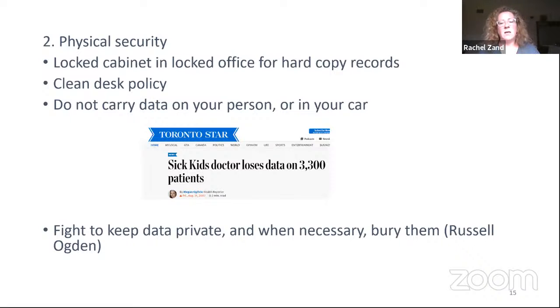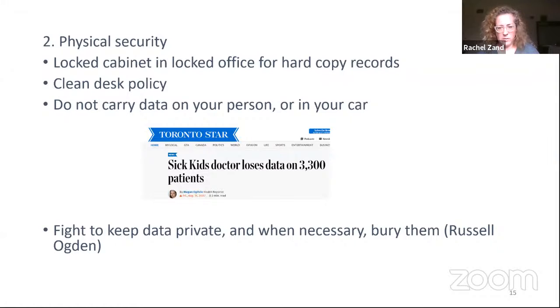The second type of security that we look at is physical security, and standard to our privacy laws, data need to be in a locked cabinet in a locked office if they're hard copy records. We ask for a clean desk policy so that if students are using a desk in a common area, say an office that other grad students are in, they make sure to take all of their papers and put them away and lock them up. We also ask that researchers do not carry data on their person or in their car.